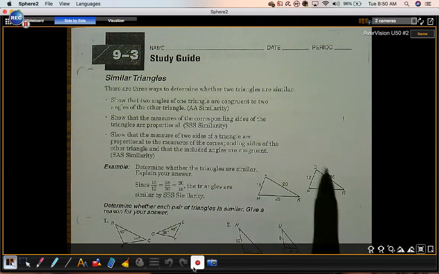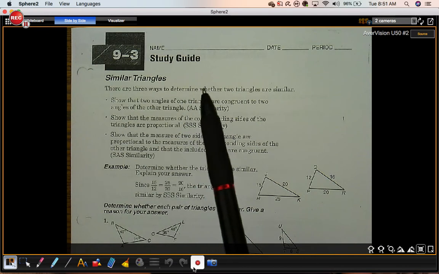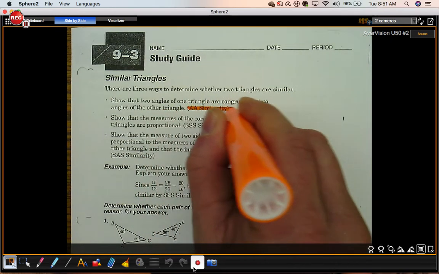Study guide for section 9.3, we're looking at similar triangles. There's 3 ways to determine whether 2 triangles are similar. We covered these in our other videos, but this acts as a nice review.